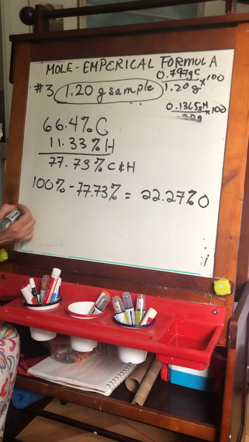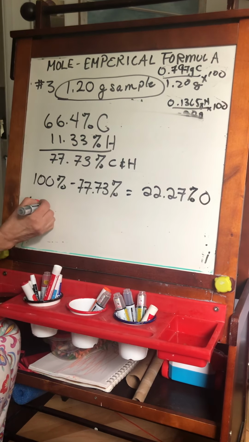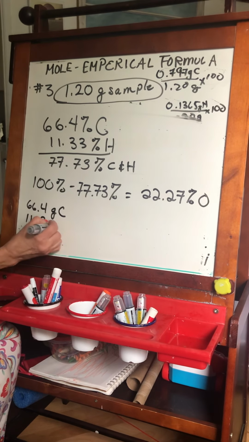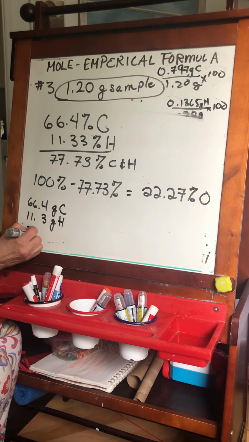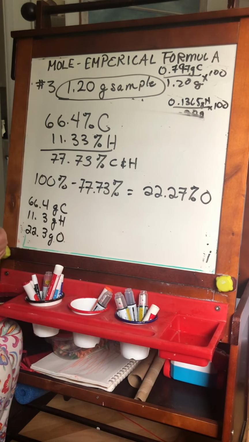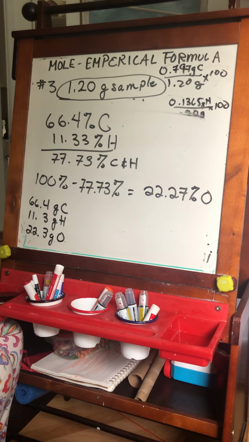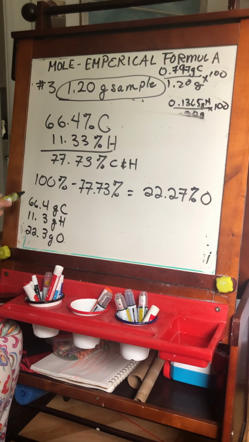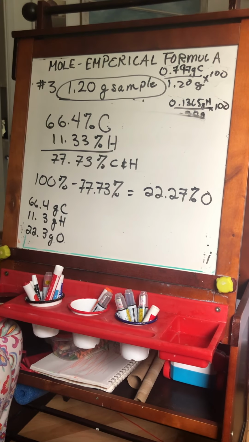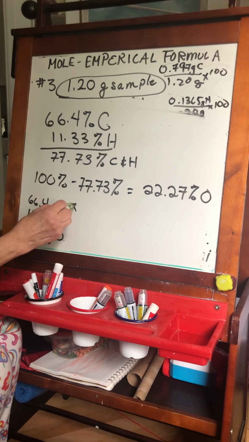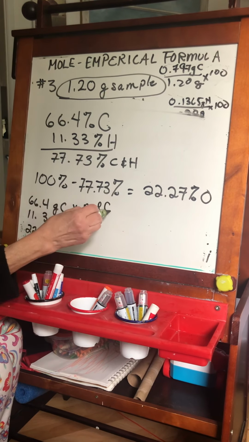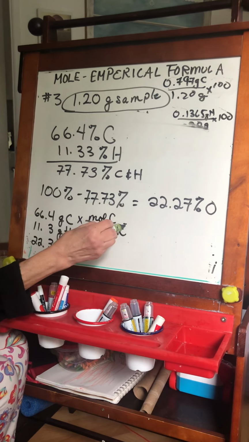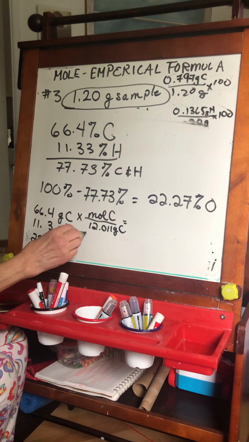So now that we have our percents, 66.4 grams carbon, 11.3 grams hydrogen, and 22.3 grams oxygen in my sample, because percents can be converted to grams at this point, and that adds up to hopefully close to 100. Let me just do it real quick. Yeah, it's fine. It's close enough to 100. Okay, so now we're going to find our moles, because remember, empirical formula is a simplest whole number ratio of atom to atom in a molecule.